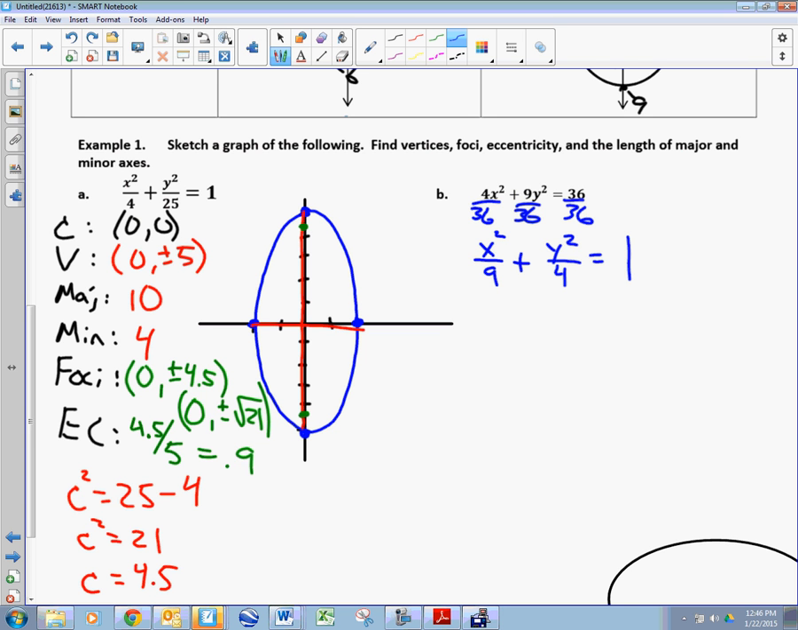Okay, so is it stretched more in the x direction or the y direction? X direction. Get my handy dandy straight line maker. And I'm going to go, how many units in the x direction? 3. How many units in the y direction?